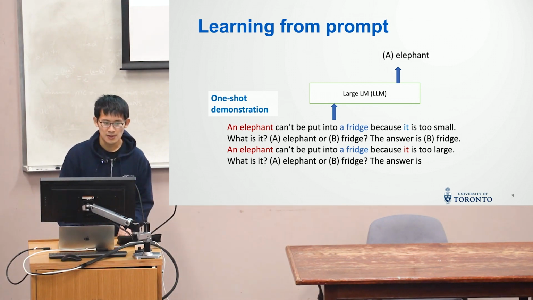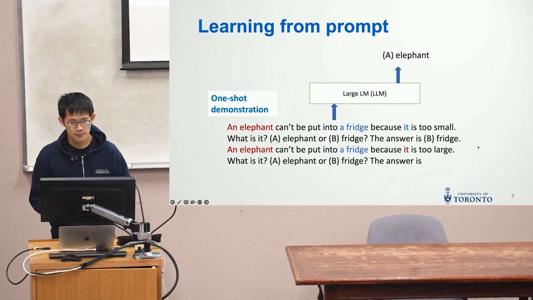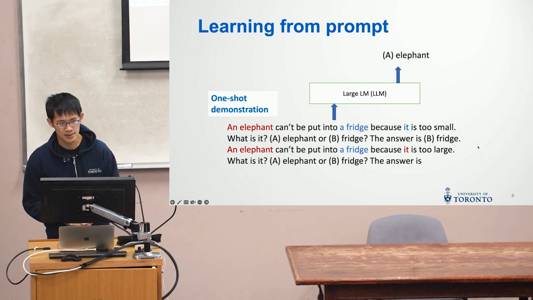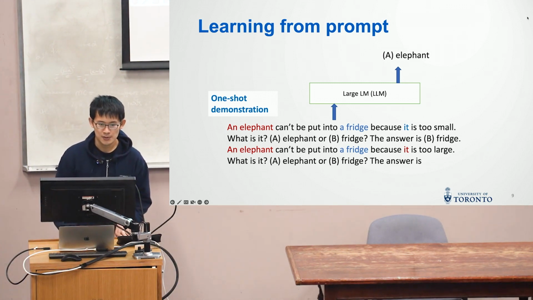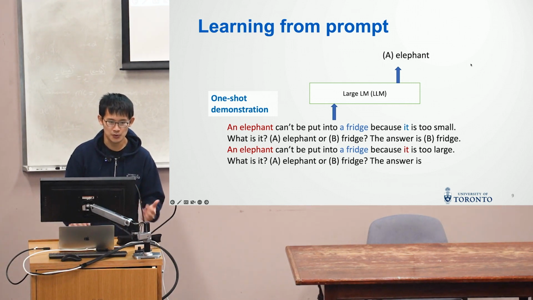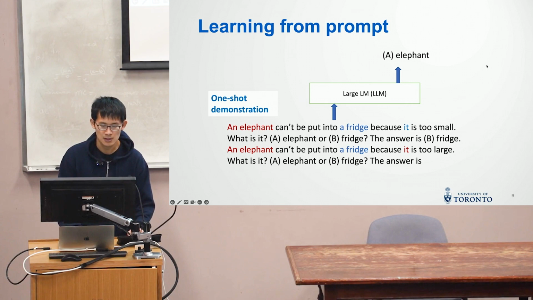So during this demonstration, we are actually telling the model what forms we are expecting it to generate. So for some language models, if you pass in one-shot or few-shot demonstrations, it is possible to just return the correct answer.